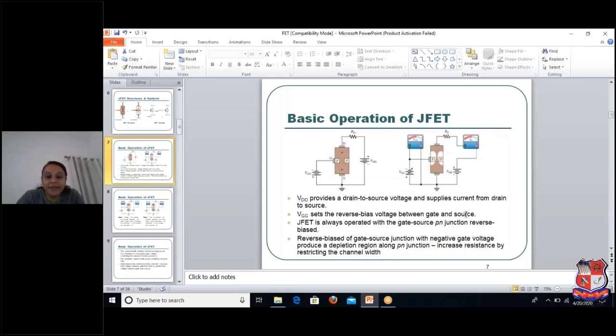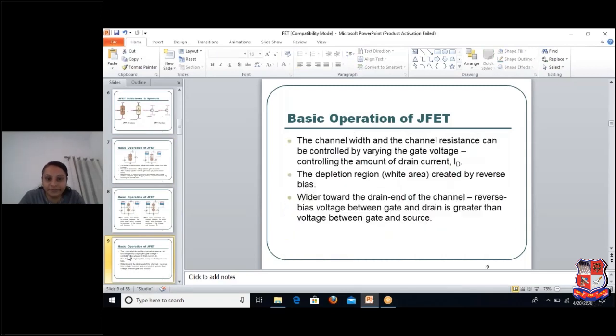So JFET operation is always operated with the gate-source PN junction reverse biased, and how it operates we'll discuss later on. Reverse bias of gate-source voltage with negative gate voltage produces the depletion along the PN junction. These are according to the characteristics, so we will discuss them later on.